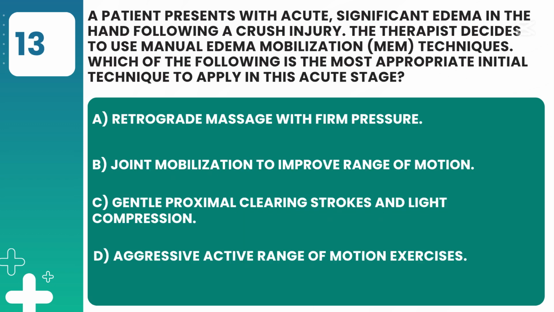Question 13. A patient presents with acute, significant edema in the hand following a crush injury. The therapist decides to use manual edema mobilization, MEM, techniques. Which of the following is the most appropriate initial technique to apply in this acute stage? A. Retrograde massage with firm pressure. B. Joint mobilization to improve range of motion. C. Gentle proximal clearing strokes and light compression. D. Aggressive active range of motion exercises.